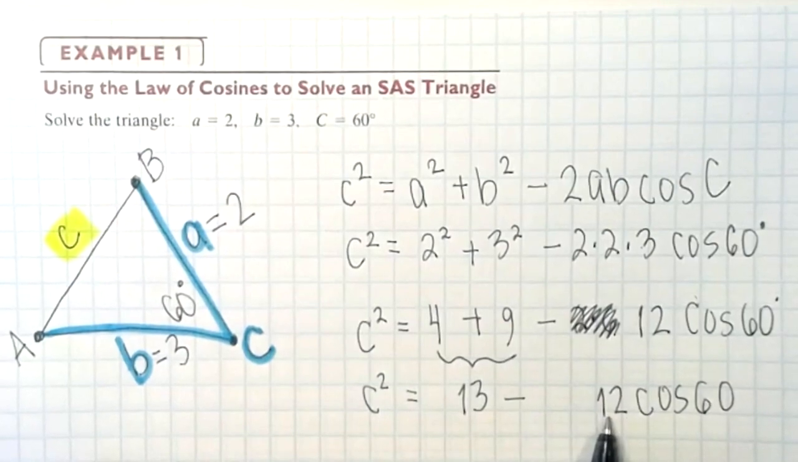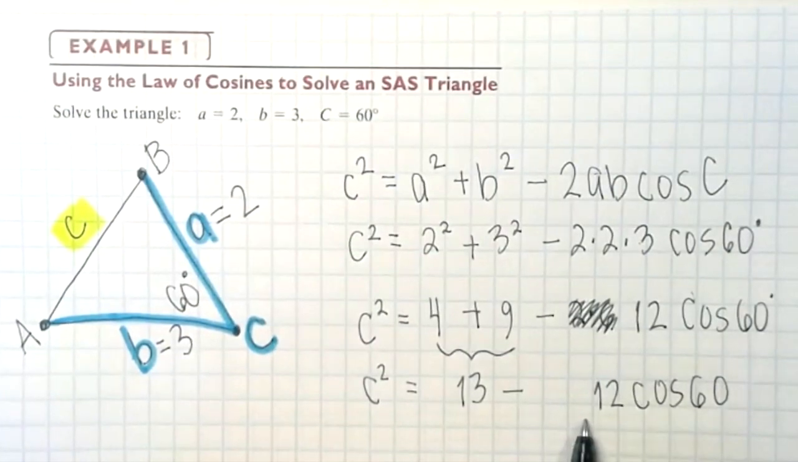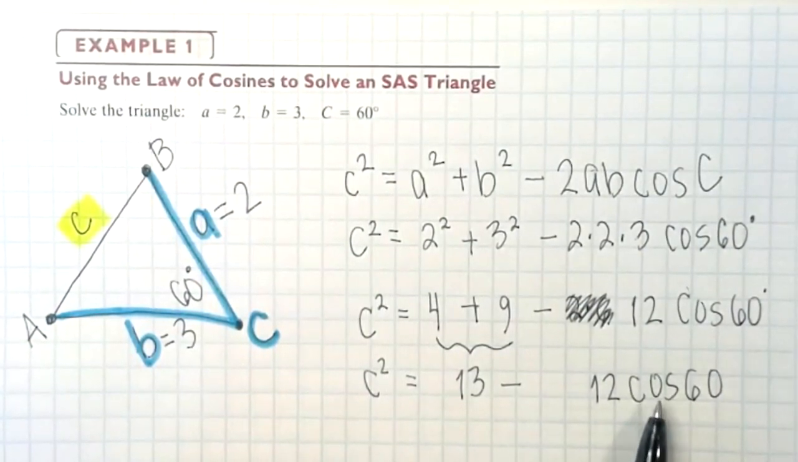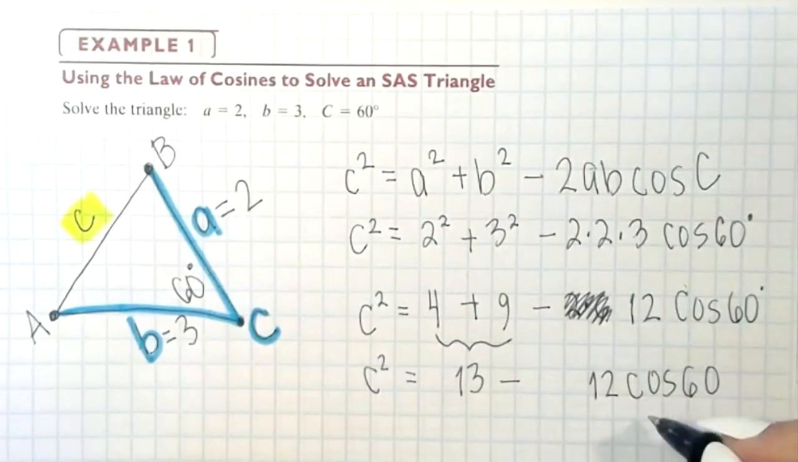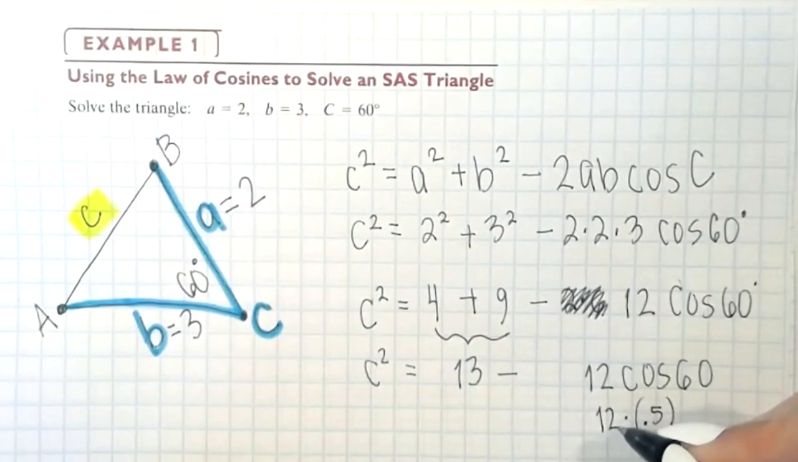Cosine of 60, you could do that in a calculator if you want, but if you punch it in the calculator, you'll get 0.5. And 0.5 really means half, and multiply means of, so you're really looking for half of 12.